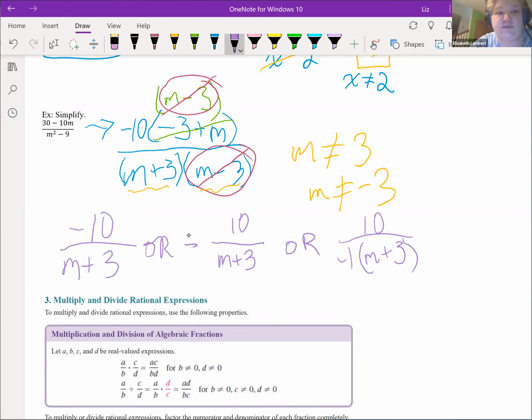All right. Let's go ahead and work on these. Next up, as you can see, multiplying and dividing, but that will be in the next video.